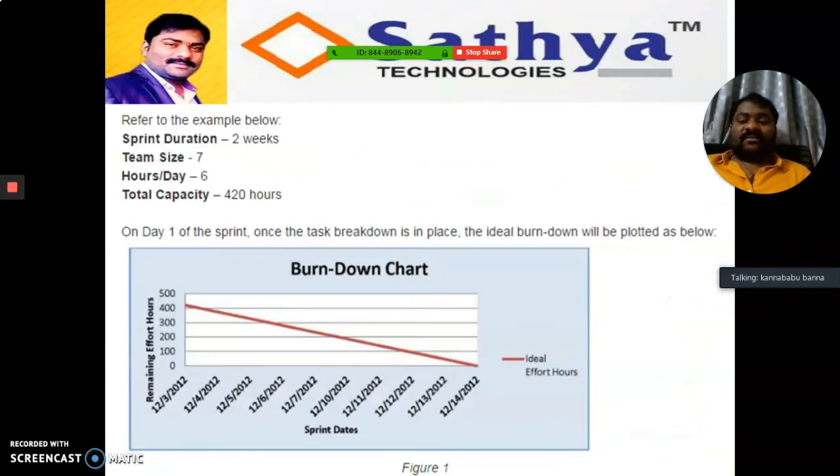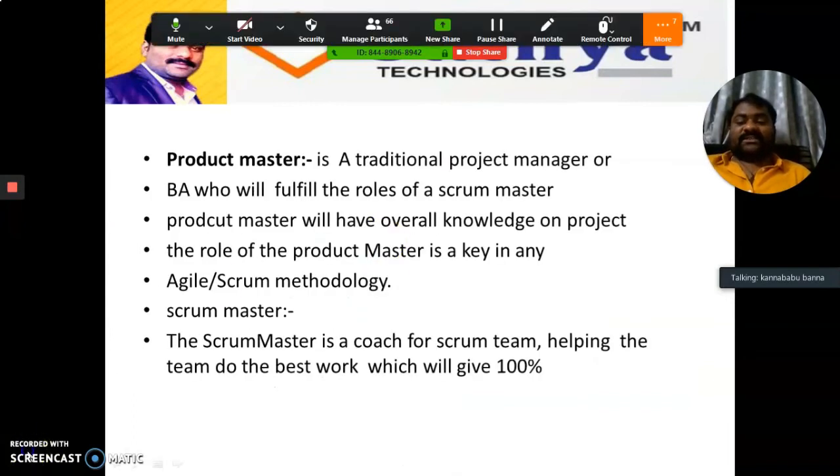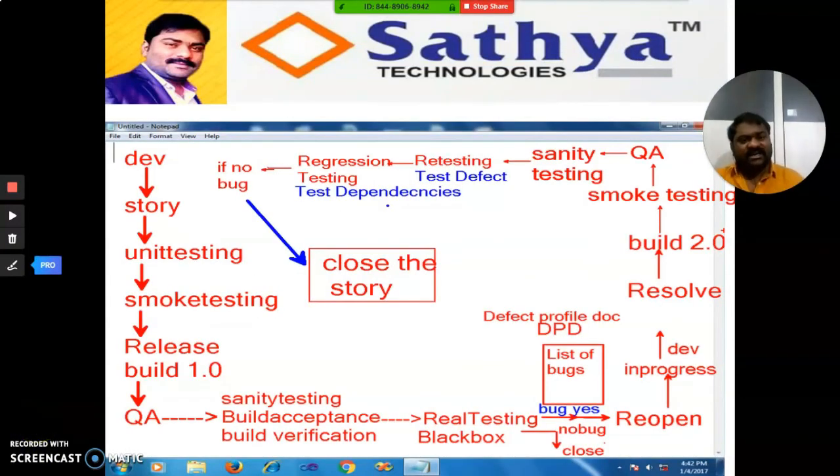This is how you can work with this basic Agile model. If you have any doubts, you can ask. See, now we'll see the testing life cycle in Agile methodology, how the testing will happen.